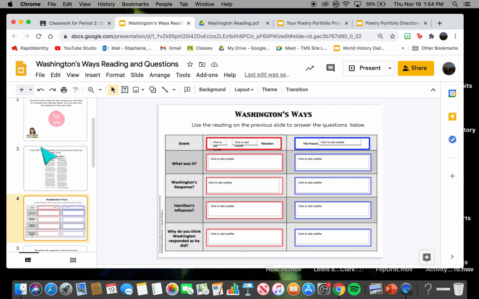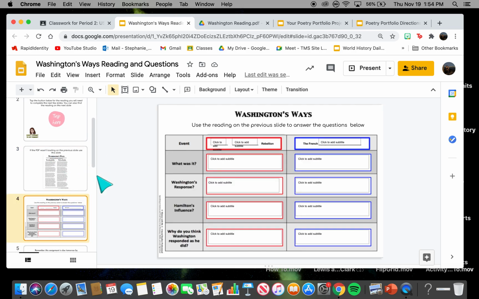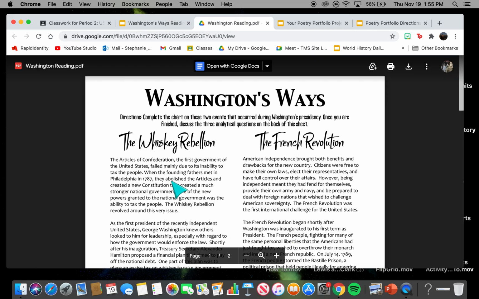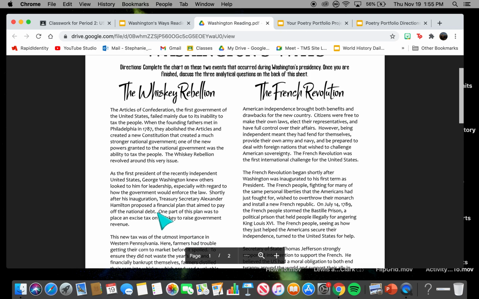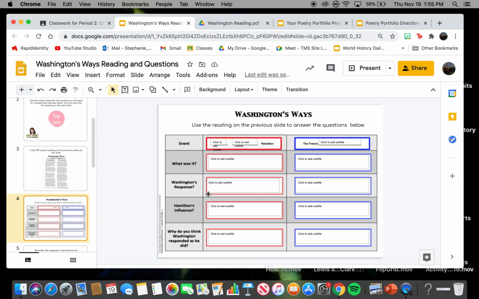So if I look at this and I go up here, obviously it's the Whiskey Rebellion. So I type in the Whiskey Rebellion. After reading it, you're going to tell me what was the Whiskey Rebellion. It's going to ask you, how did President George Washington respond? You're going to find that in this paragraph right here. What did he think about this situation?